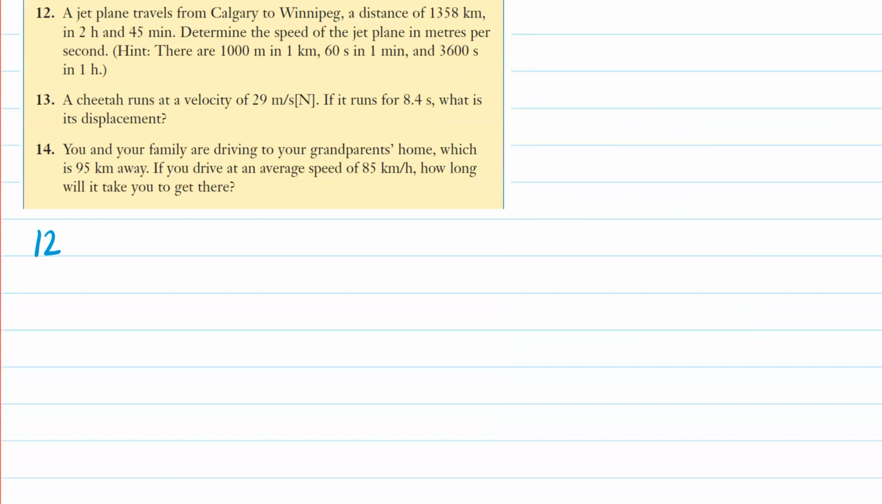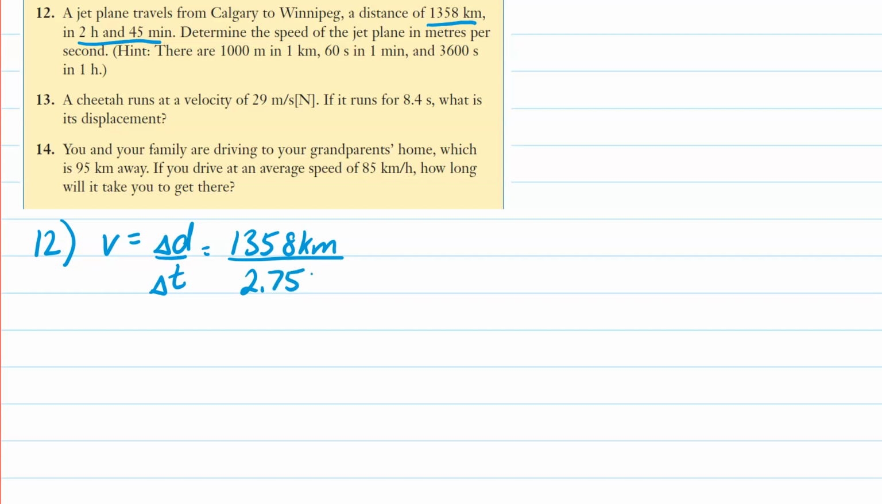So for number 12, a jet plane travels 1,358 kilometers in a time of 2 hours and 45 minutes. We want to determine the speed, which is great. I mean, that's just distance over time, right? Where the distance is 1,358 kilometers. And the time is 2 hours and 45 minutes, or 2 3/4 of an hour, 2.75 hours.